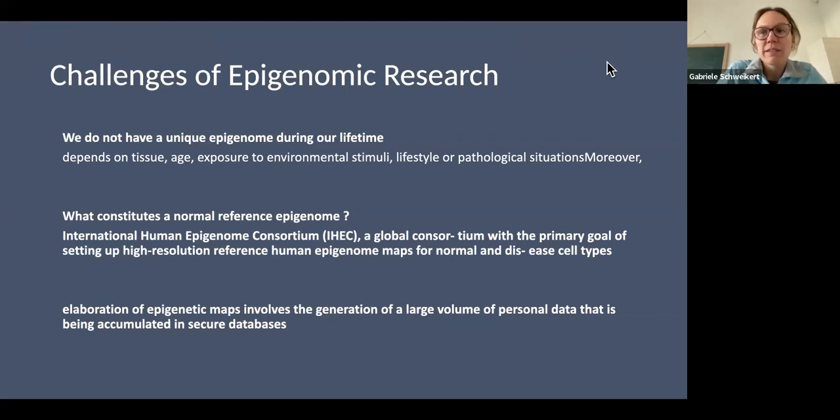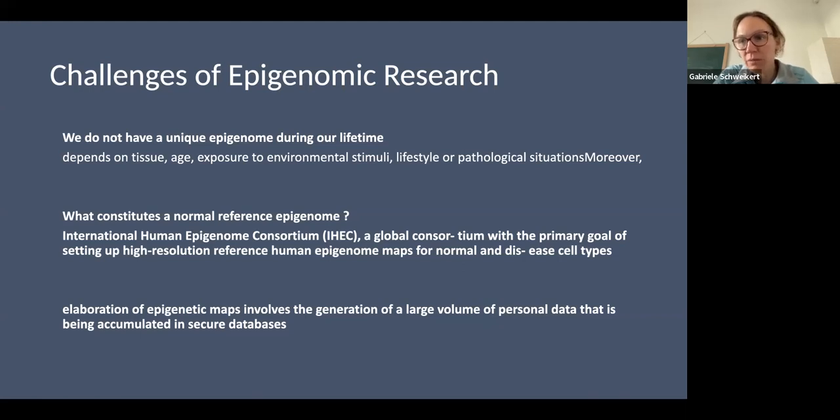Yes. So as I have tried to show you, we do not have a unique epigenome over our lifetime. Every cell has its own epigenome, but in addition, it changes over time. It changes due to aging, and it changes due to exposures to environmental stimuli or pathological situations. So that means that this is quite a challenging topic. In addition, usually we are trying to compare a normal state versus a pathological state in order to infer causes to some extent. And here it's really difficult if we don't have a unique epigenome during our lifetime. It is also quite difficult to establish what is a normal reference epigenome.